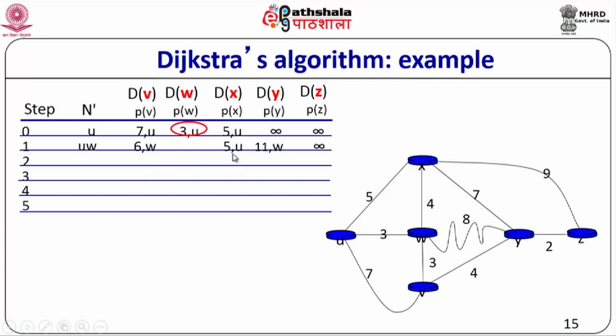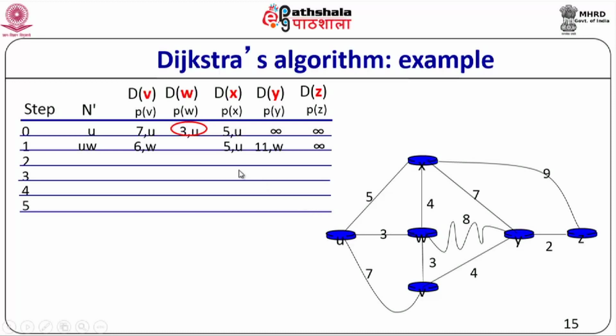Now, there is no change with respect to distance to x, because this gives you a distance of 5, whereas this is 3 plus 4, 7. So, this is a better route itself. So, 5 remains as such. And there is no information about reaching y. You have some new information now, because you can reach W with a distance of 3, and from here you can reach y with a distance of 8. So, 8 plus 3, 11.